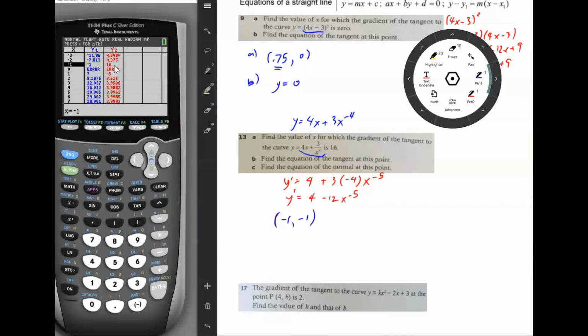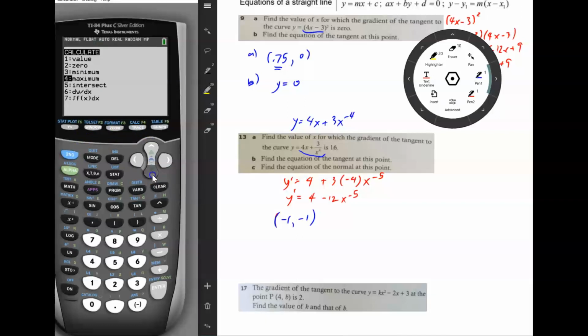And they want to know the tangent at this point. The way I would find the tangent would be second calc. Not second calc. Second draw tangent. And I'm going to put negative, we've got to go into graph first, okay? Graph, okay. Now we've got to wait for it to graph. Okay. Second, oh my gosh.